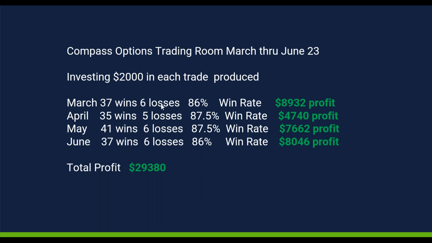And you can see we typically have somewhere in the 40 to 45 trades a month that we trade. And we're very, very careful about what we're trading. We're only trying to trade the very best, highest probability trade setups.